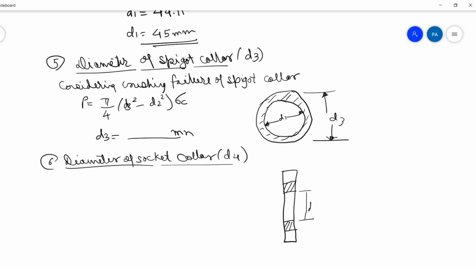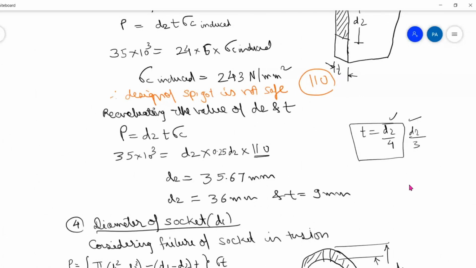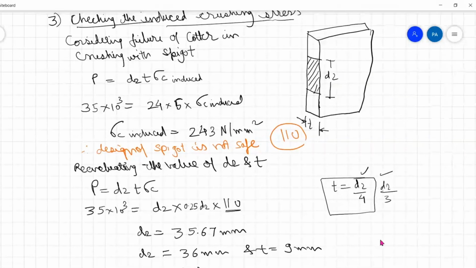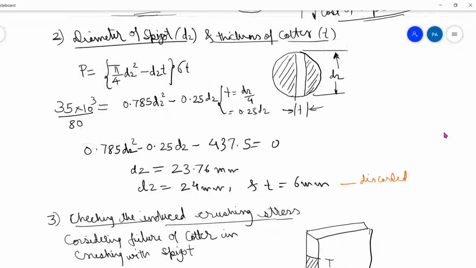Hello, sir. Yes, who is this? Nachiket. What, sir, what happened? Sorry to disturb, but can you go to the second step for a second? Yes, diameter of spigot. Second step, diameter of spigot and thickness of cotter. Yes, sir. Actually, in this step I am getting different answers, because after putting t equal to d by 4, I am directly getting the answer of d2 square. So where did this term of 0.25 d2 come from?